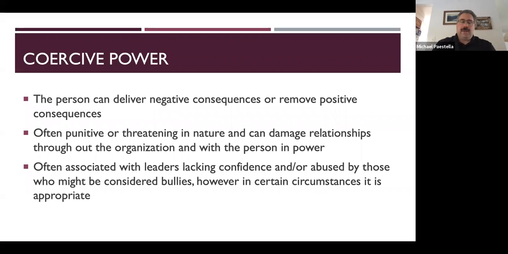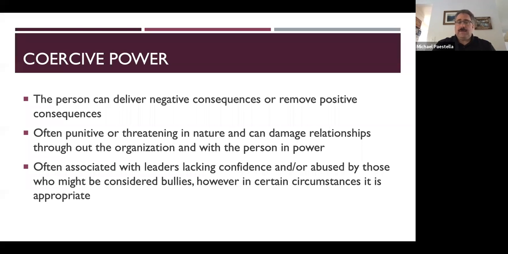Now, looking at that coin that I might have given to my son when he was young as a reward, every coin has two sides. And the opposite side of reward power would be coercive power. And in coercive power, this is where someone can deliver negative consequences, or they're going to take away something positive, something that you desire. Often this is punitive and threatening.